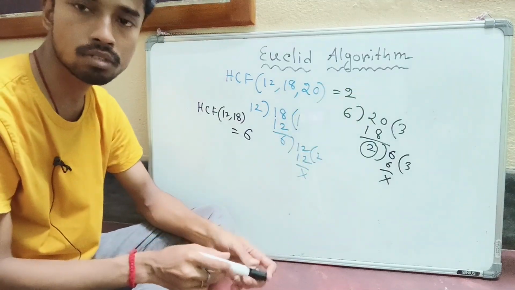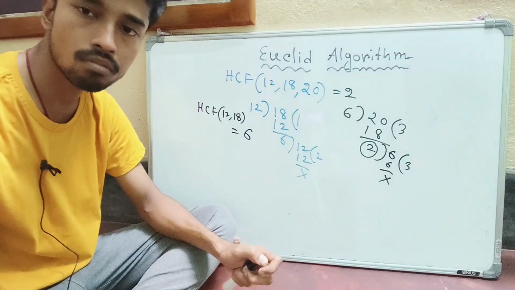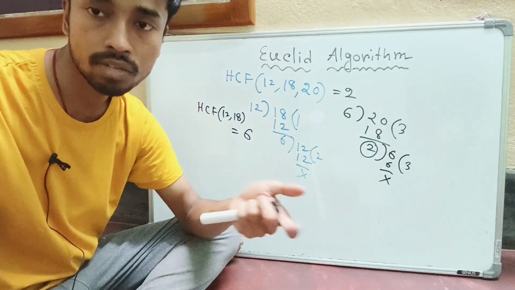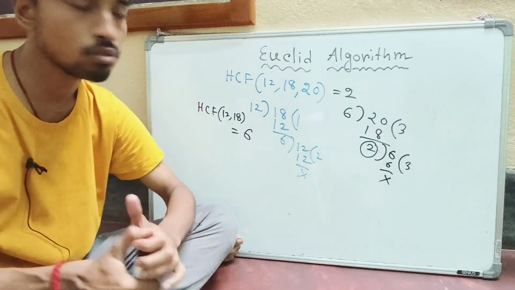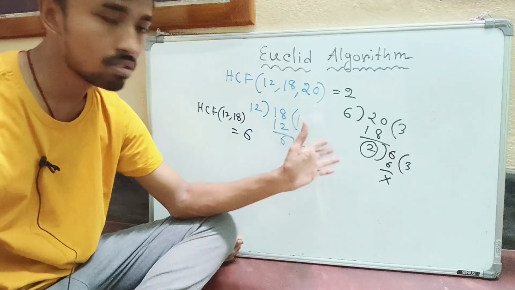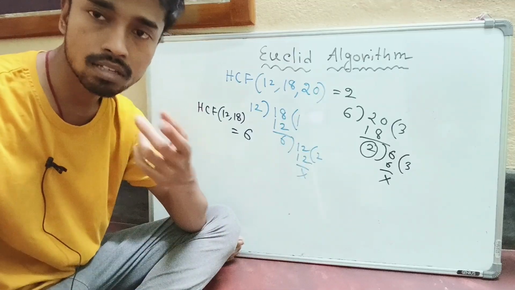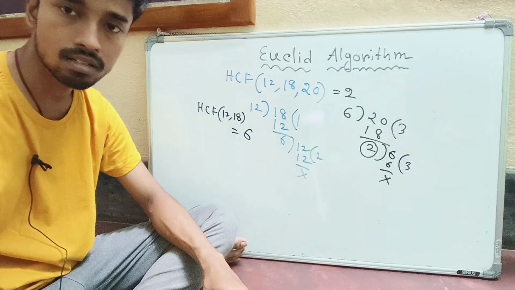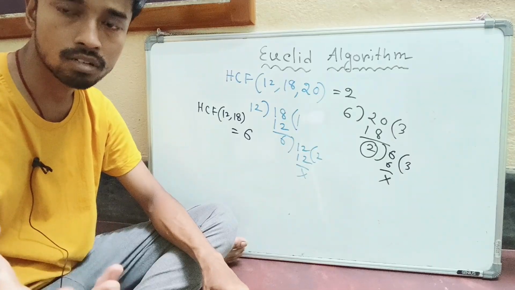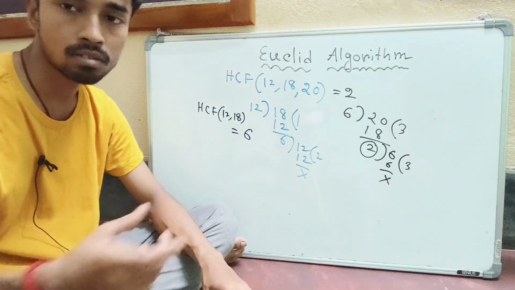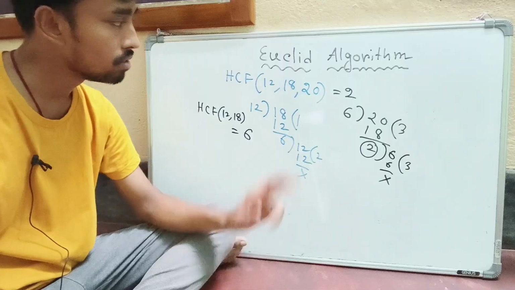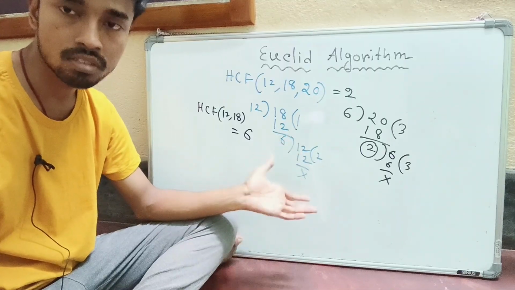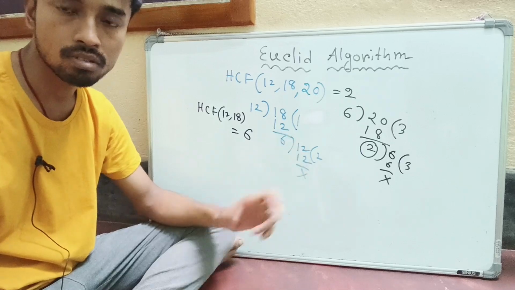So that's how we can use this algorithm to find the HCF of 3 numbers. Not only 3 numbers, if there are more than 3 numbers, you can also use this method to find that. And that's how it is. This is a very old method and it is hugely used, and computers think about numbers in this way.